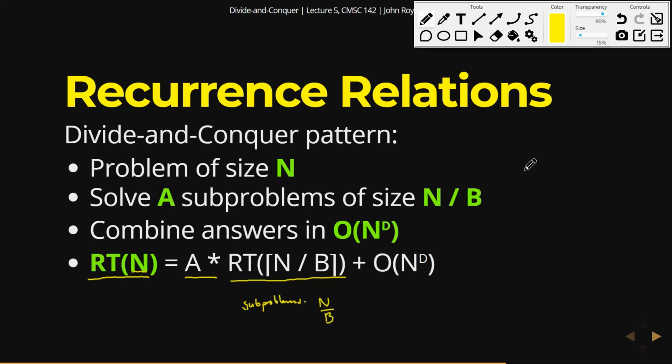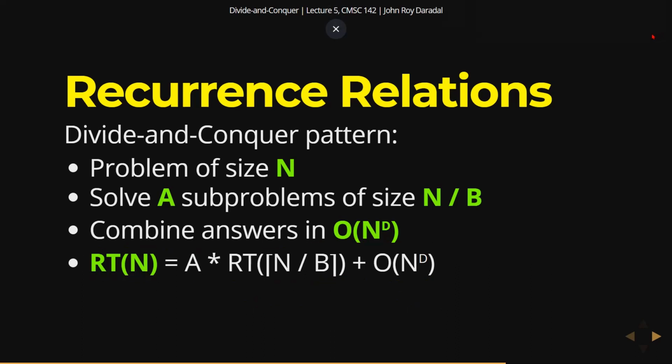Okay? And then after that, there is the additional merge step. So we'll have to add plus O of n raised to d. So that is the running time for the combine. So this is what characterizes the running time of a divide and conquer algorithm. So this is the recurrence relation.